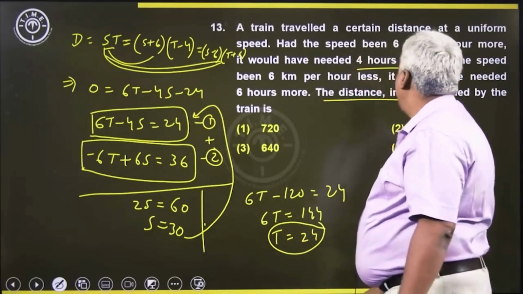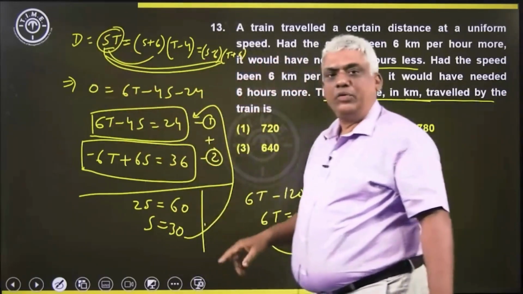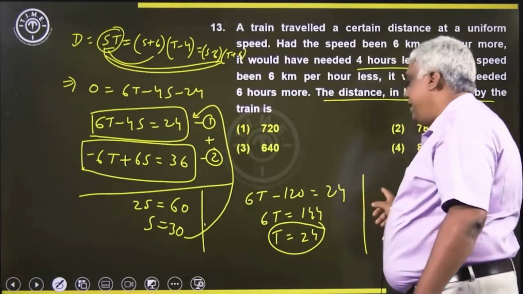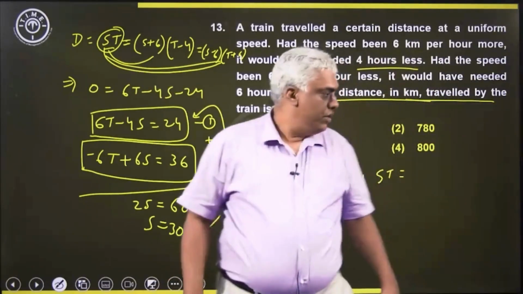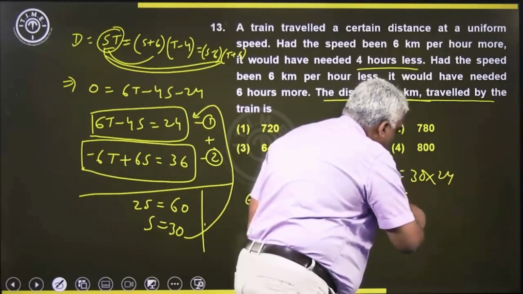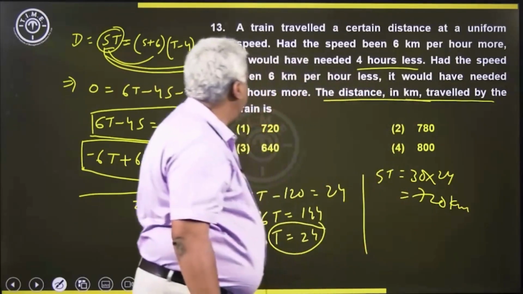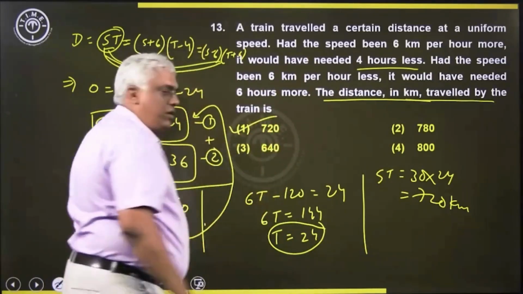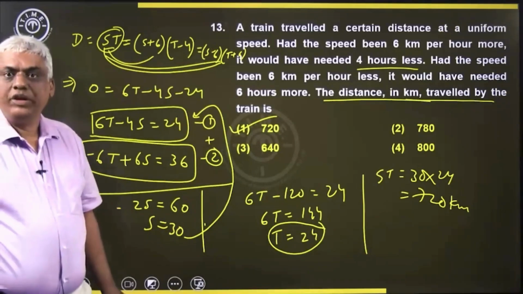Now, the question is, what is the distance traveled in kilometers? Distance is st, s into t. So it will be 30 into 24, or it is 720. So the answer is 720 kilometers. This is one way of doing it.